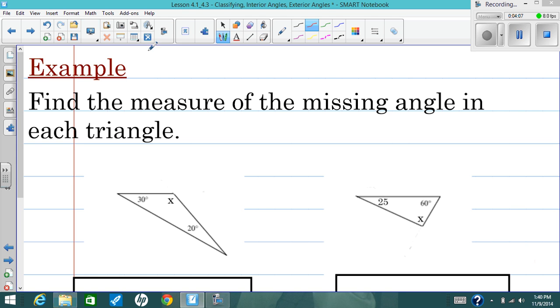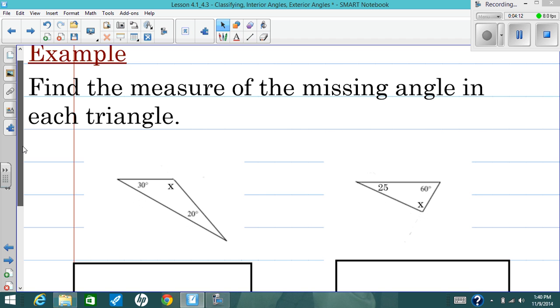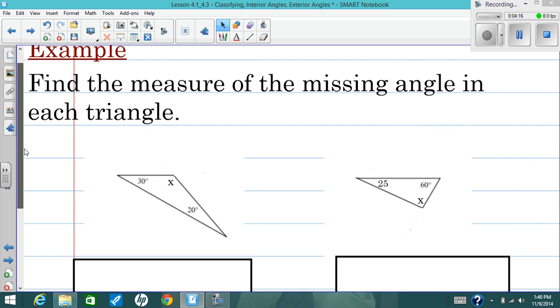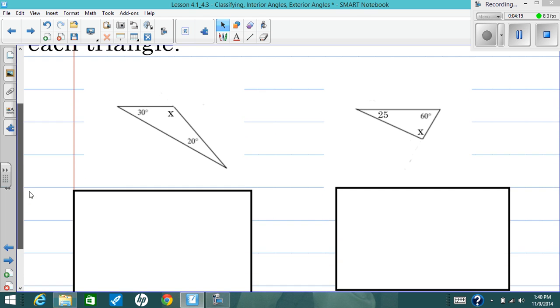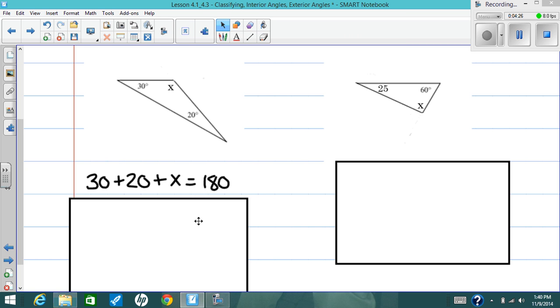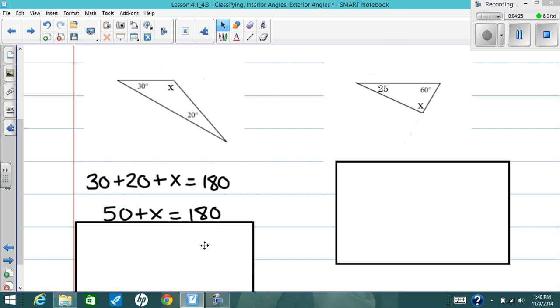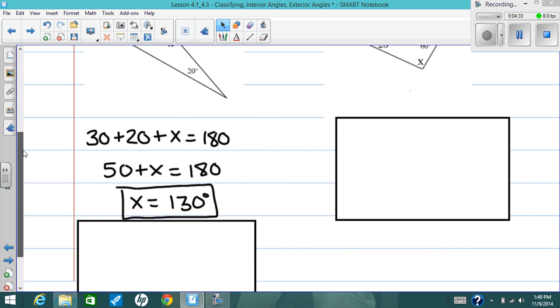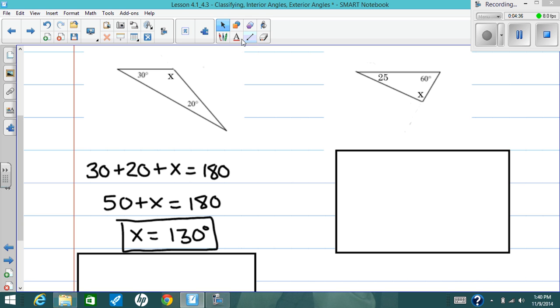So pause the video here for a minute and find the measure of each of the missing angles in each triangle if you know the interior angle sum theorem. So we're looking for x here. So I know that these 3 angles, 30, 20, and x, should add up to 180. So 20 plus 30 plus x equals 180, and we do a little solving, and we get that that missing angle is 130 degrees. So we can also call this an obtuse triangle. It has one obtuse angle, which is 130 degrees.